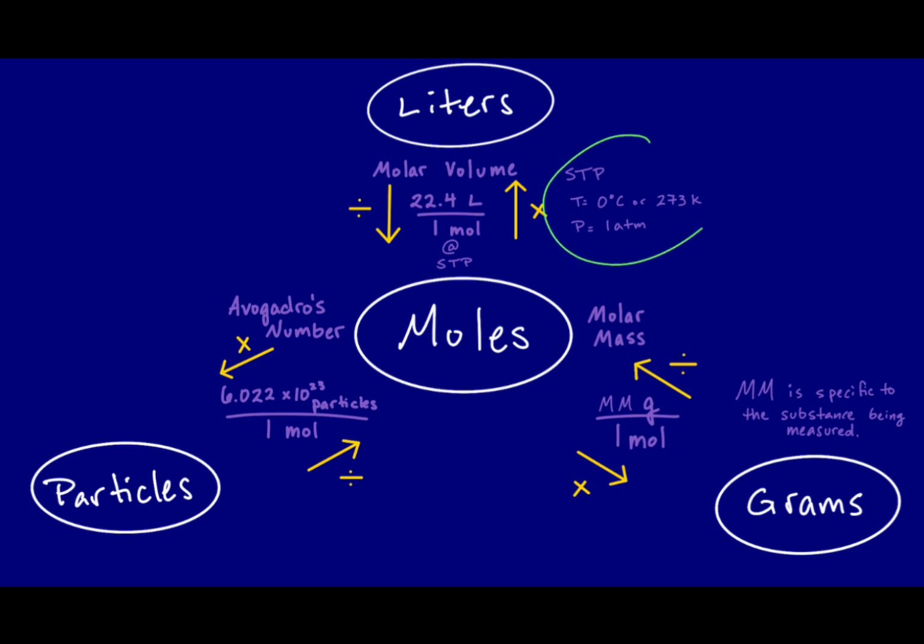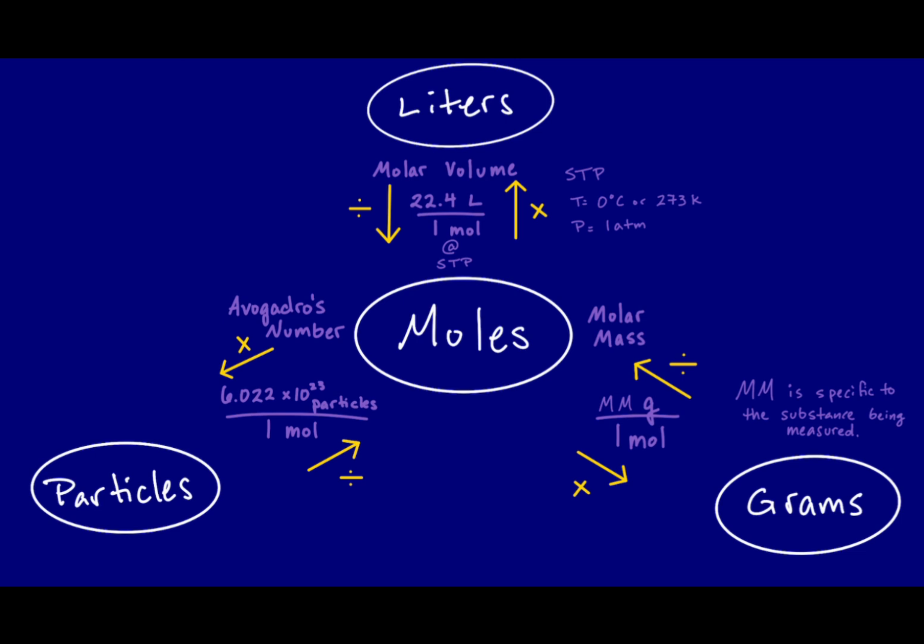Standard temperature is 0 degrees Celsius, but if we have it in units of Kelvin, it'll be 273 Kelvin. And P stands for pressure, and standard pressure is going to be 1 atmosphere. So if we do not have these conditions, standard temperature and standard pressure, we are not going to be able to have this equivalence of 22.4 liters for every 1 mole of a substance.